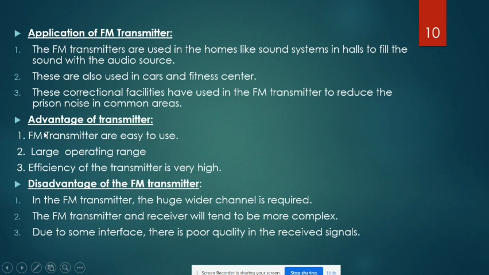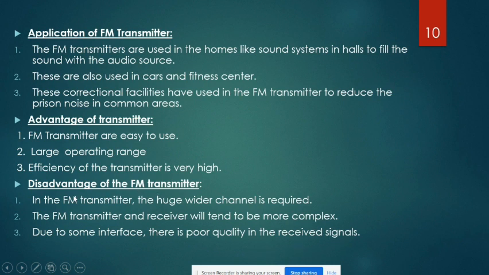Advantages of this transmitter: FM transmitters are easy to use, have a large operating range, and the efficiency of this transmitter is very high. Disadvantages of this FM transmitter: a much wider channel is required. The FM transmitter and receiver tend to be more complex. Due to some interference, there is poor quality in the received signal.